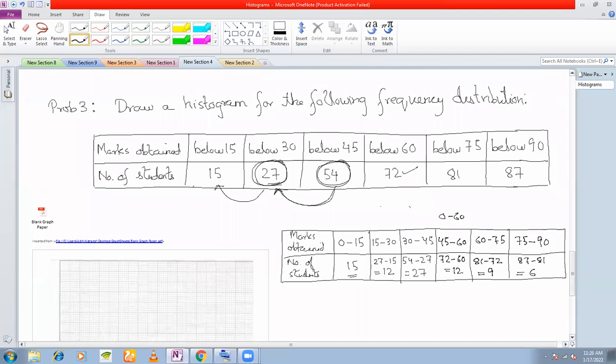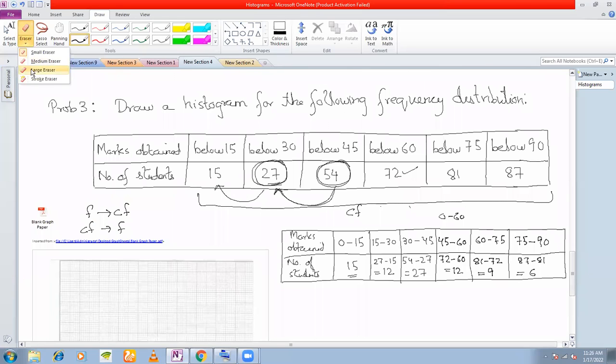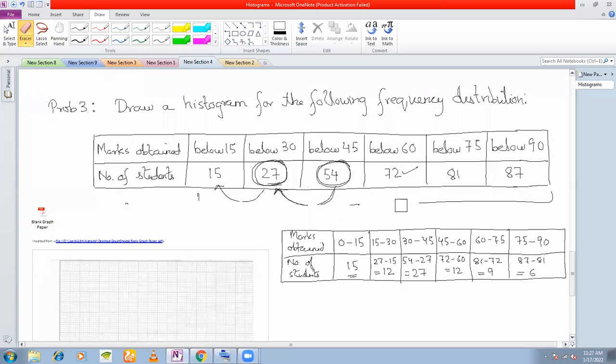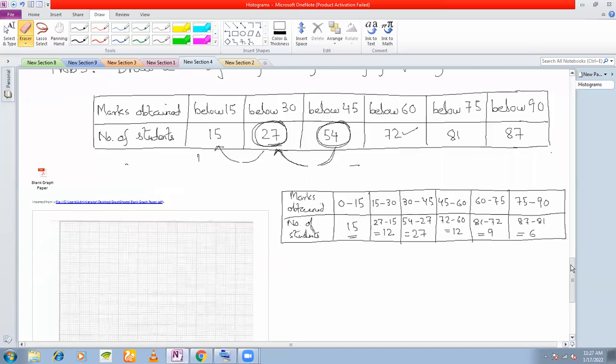Actually, you know what these are? These are nothing but cumulative frequencies given to you. From frequency, you know how to convert to cumulative frequency. But this is what we have converted from cumulative frequency to frequency. Okay. Now we can draw the histogram very easily. Can we draw the histogram now?